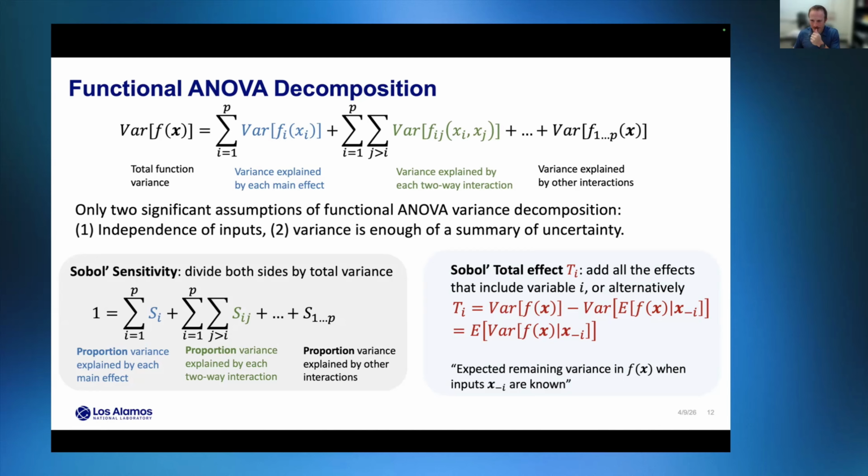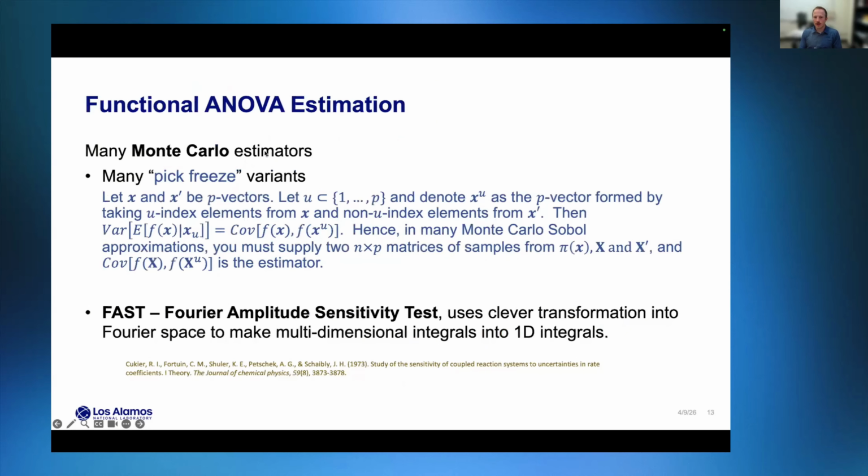But another way to think about total index for Sobol is the expected remaining variance in f of x when the inputs other than i are fixed or known. All right, so that's all well and good. This is a cool decomposition, but we had to do a lot of expectations and variances, which are integrals, to get here. And so how do we actually estimate these things?